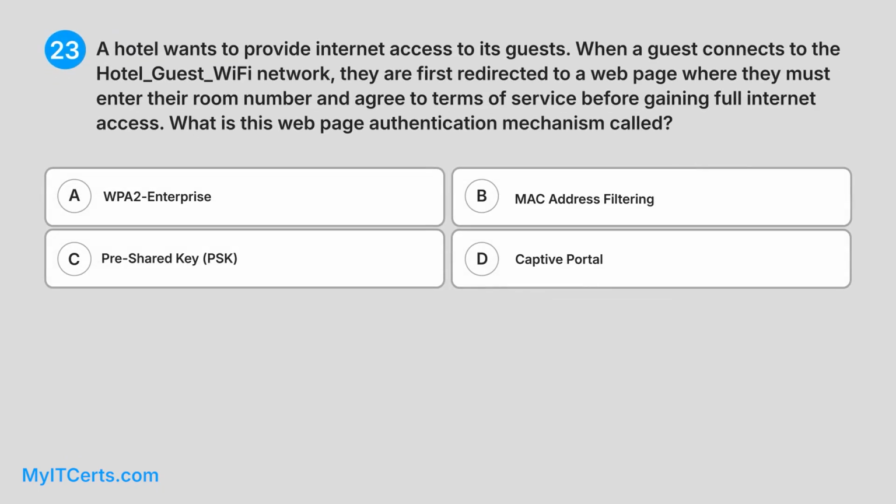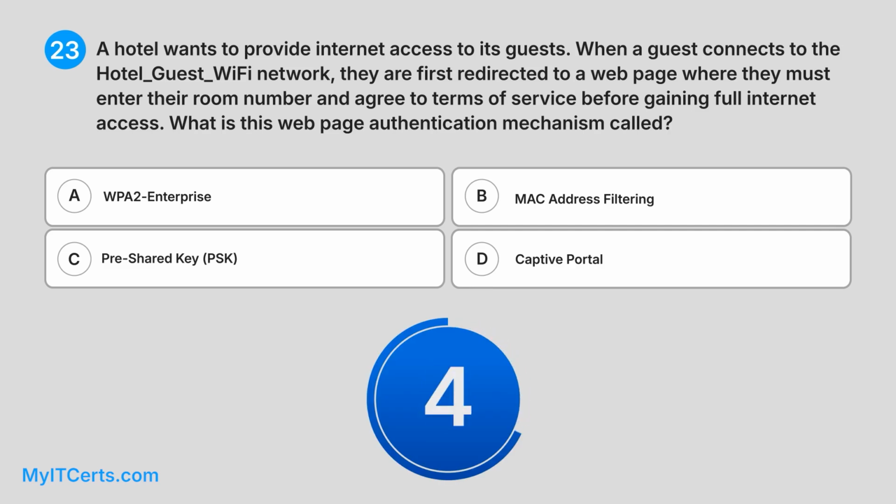23. A hotel wants to provide internet access to its guests. When a guest connects to the hotel guest Wi-Fi network, they are first redirected to a web page where they must enter their room number and agree to terms of service before gaining full internet access. What is this web page authentication mechanism called? A. WPA2 Enterprise. B. MAC address filtering. C. Pre-shared key, PSK. D. Captive portal. Do you know the answer?